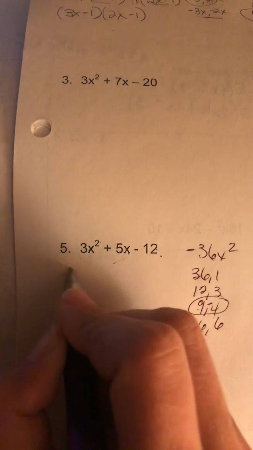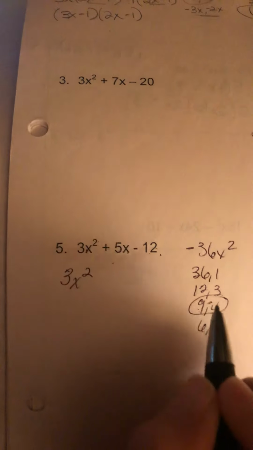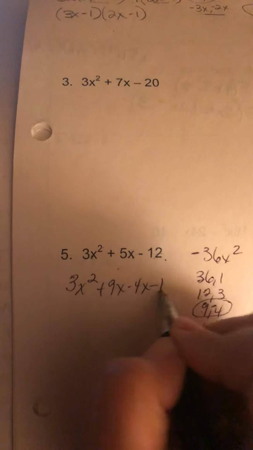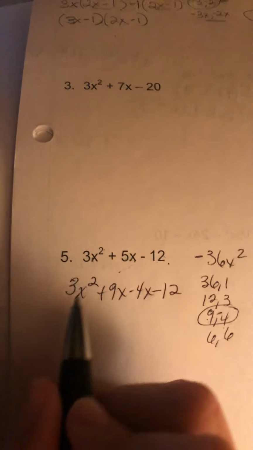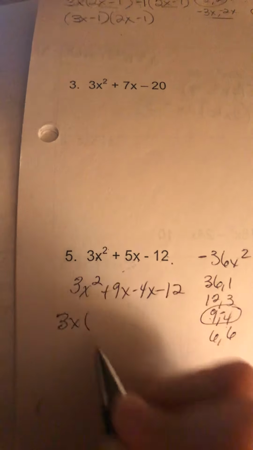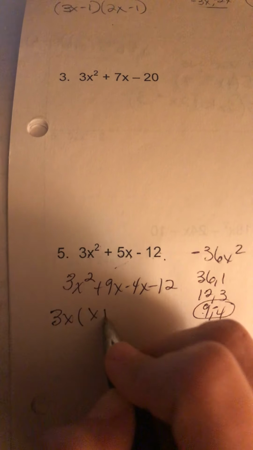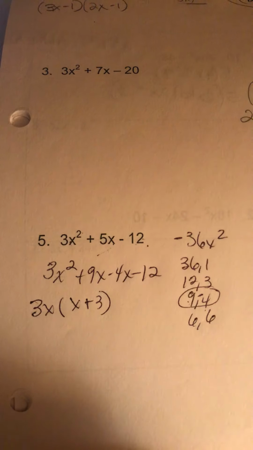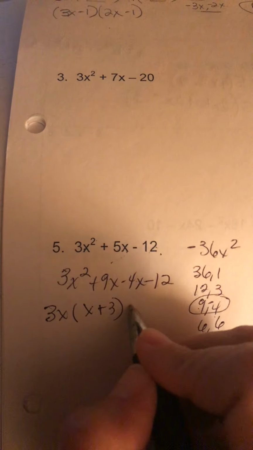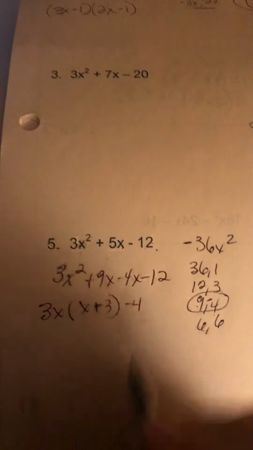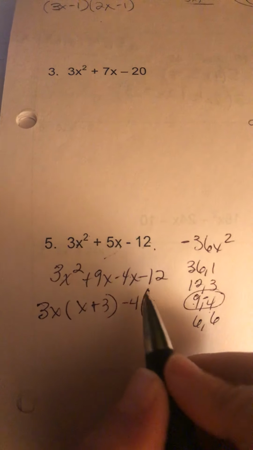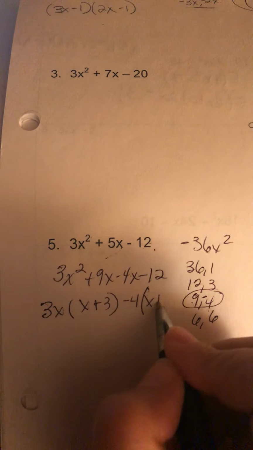So now we're going to rewrite it. The first stays the same, except now you're going to have plus 9x minus 4x minus 12. Now what do these first two have in common that you can factor out? They both have a 3x, and it leaves you with x plus 3. And now what do these two have in common? A negative 4. So pull the negative 4 out. When you take negative 4 out of this, you're left with x, and when you take negative 4 out of this, you're left with positive 3.